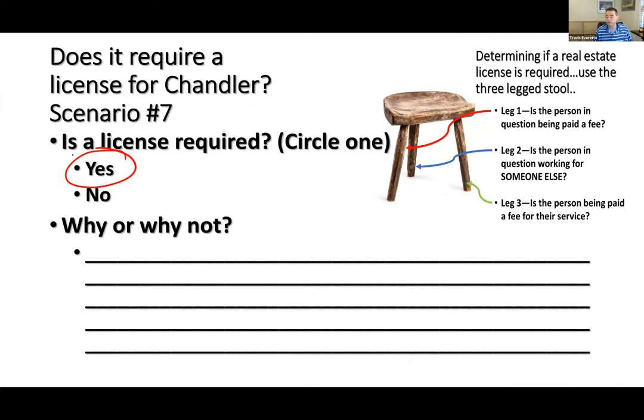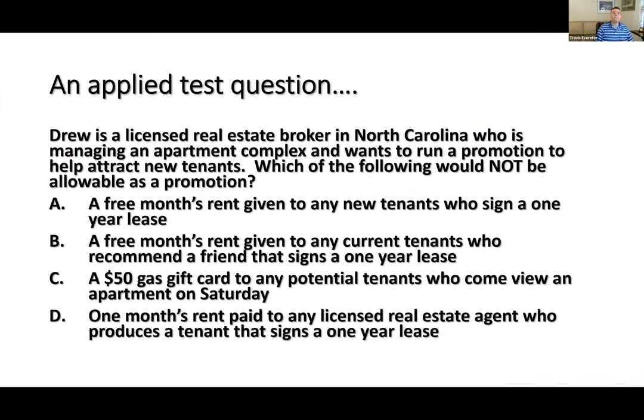Okay, good. So let's look at this. Now this is the format of a test question. Drew is a licensed real estate broker in North Carolina who's managing an apartment complex and wants to run a promotion to help attract new tenants. Which of the following would not be allowable as a promotion? So we're asking which one Drew cannot do.